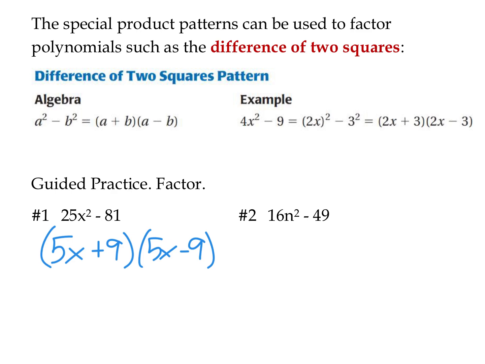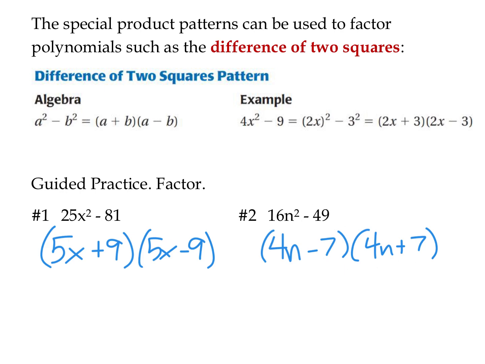So now we have 16n squared minus 49. So that would be 4n. And I'll write this one first as the minus 7 and then 4n plus 7. Okay? Because 4n times 4n would give us 16n squared, and negative 7 times 7 would give us minus 49.